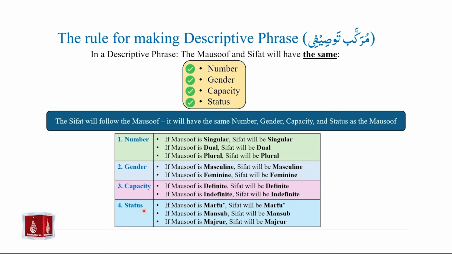And finally, in terms of status, if Mosuf is marfu, the Sifat will also be marfu. If Mosuf is mansoob, the Sifat will also be mansoob. And if Mosuf is majroor, the Sifat will also be majroor. To summarize, the Sifat will follow the Mosuf in terms of number, gender, capacity, and status. And when we look at a Murakkab Tawsifi, we will see that the Sifat and Mosuf have the same number, gender, capacity, and status.